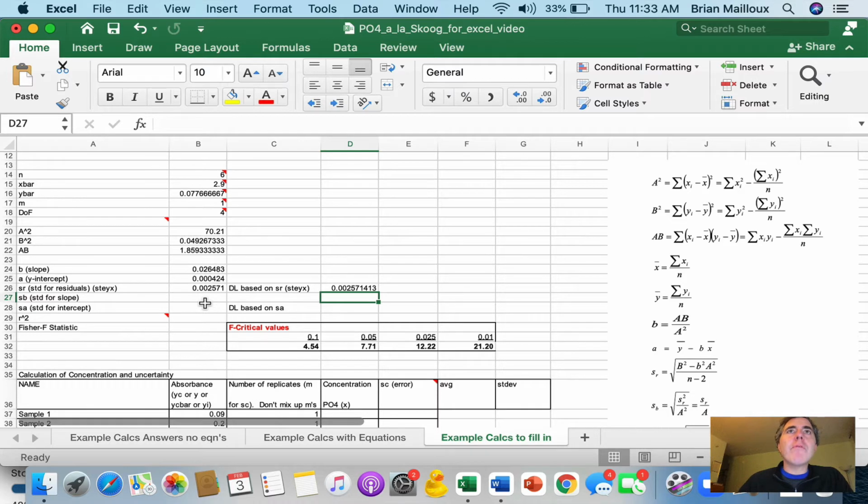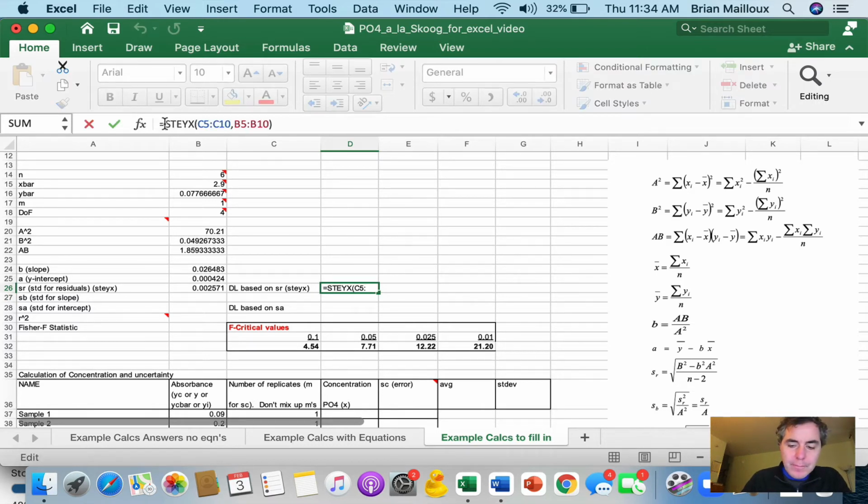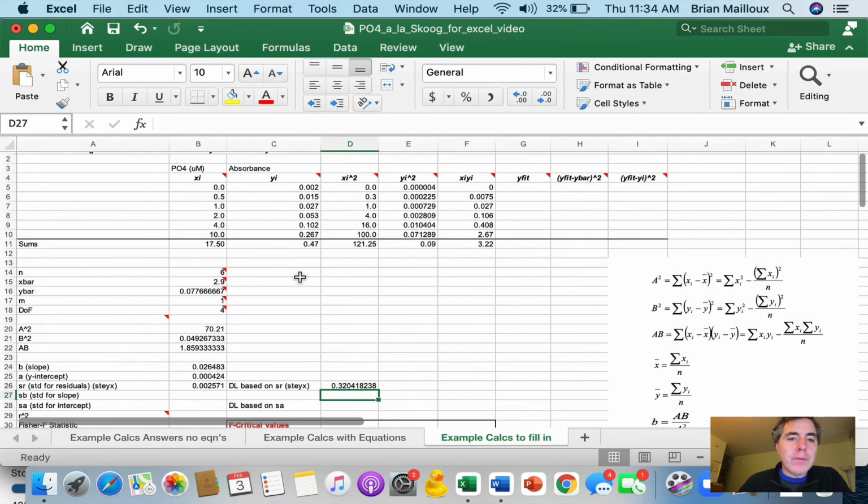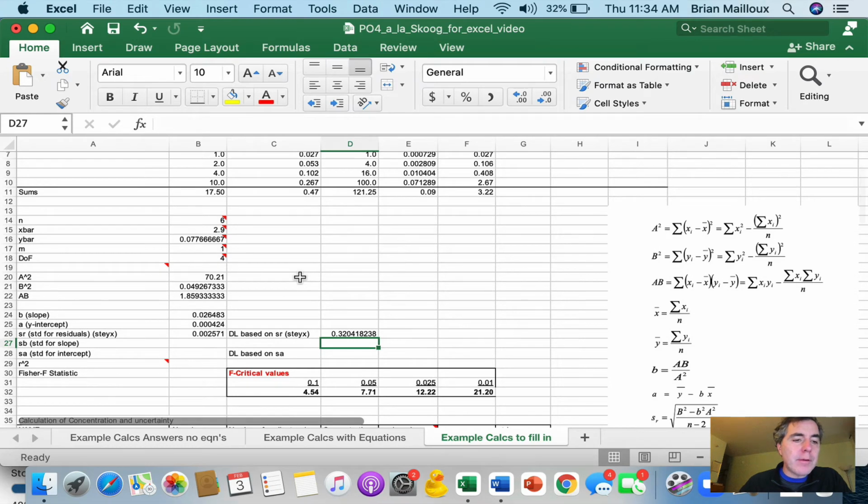And now when we want to calculate the detection limit, what you do here is, it's always equal to 3.3 times STEYX, or the standard residuals, divided by the slope. This will then give you the detection limit of your sample. There are two ways to do detection limits. This is one way, and it's 0.32. So that's the lowest concentration we'll be able to detect.